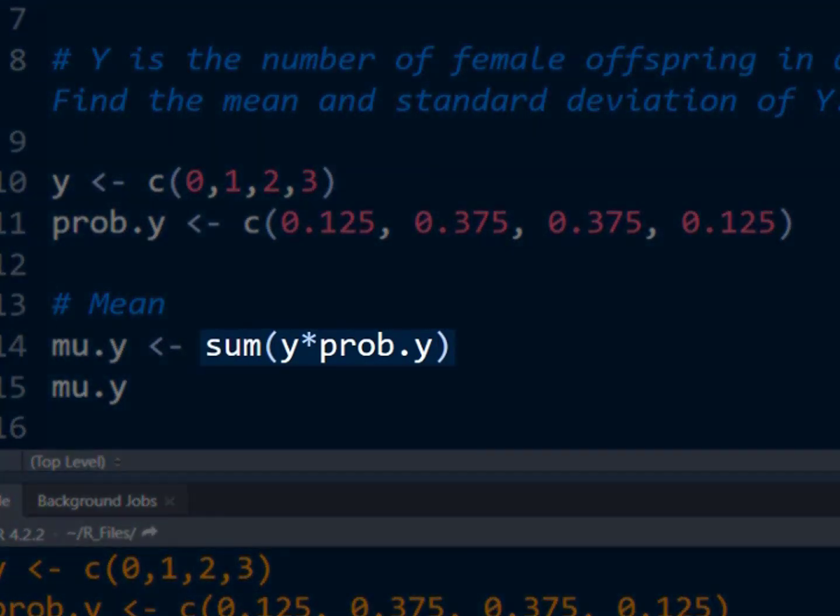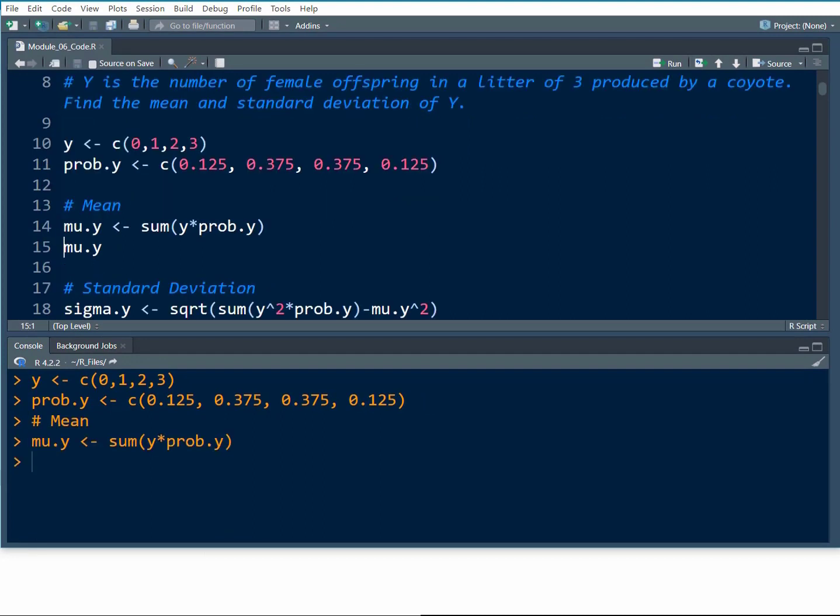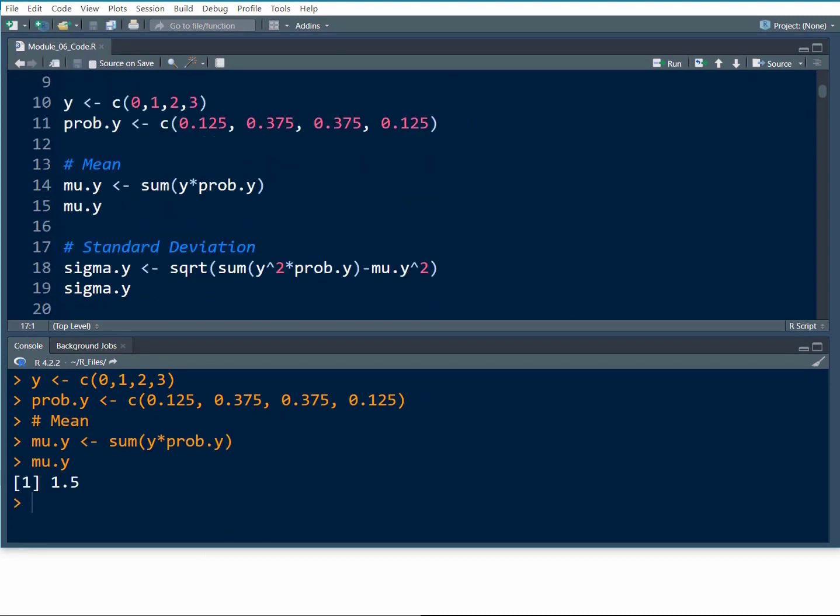Then we take the sum of the results. I'll call the mean mu.y. We find the mean to be 1.5. Remember, the way to interpret this is that in a litter of 3 coyote pups, on average, the number of female offspring is 1.5. The standard deviation is a little more complicated.